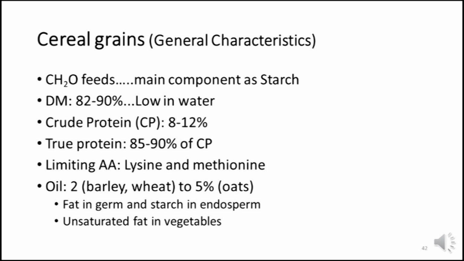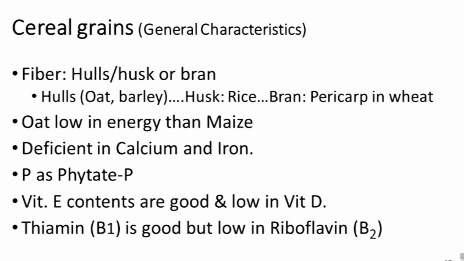The oil content varies between 2 to 5%. Fat is present normally in the germ, and starch is present in the endosperm. In almost all of the plant sources, the fat is normally unsaturated fat. Fiber is present in the hull or husk or bran, that's the outer covering. In oat or barley, we say it's a hull, whereas in the case of rice, we say it's a rice husk. Bran is the outermost layer of the grain, that's the pericarp in technical terms.